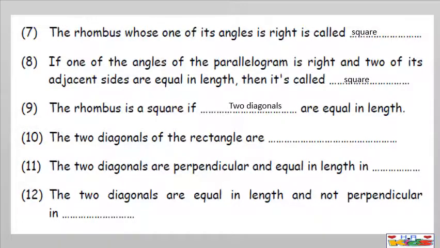Number 10. The two diagonals of the rectangle are equal in length. Number 11. The two diagonals are perpendicular and equal in length in a. ها مين اللي عندهم diagonals perpendicular and equal؟ قال لي السكوير يا مستر. طب لو قال لي perpendicular بس يبقى rhombus، قال لي equal بس يبقى rectangle، لكن لما يقول لي perpendicular و equal مين اللي عنده الحاجتين؟ هو السكوير.